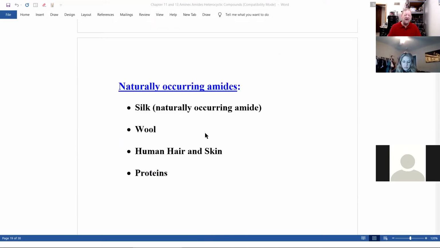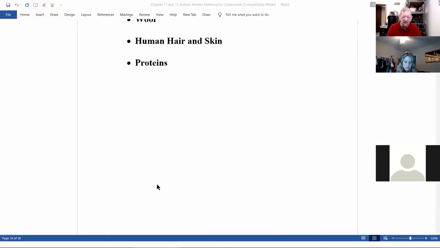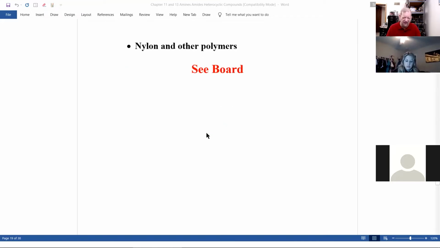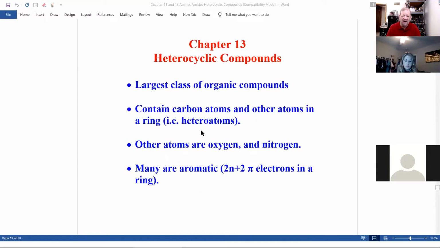All right, some other naturally occurring nitrogen compounds. Silk is an amide, wool is an amide. Your hair and skin, we'll talk more about this when we get into proteins, are amides. And again, proteins are amides. So those are everywhere. And synthetic amides are things like nylon. And next chapter, I'll talk more about it. I won't put it on the board right now. I'm lazy.